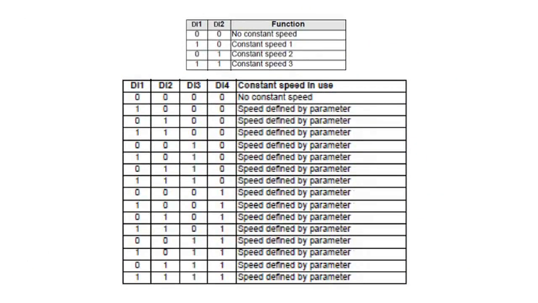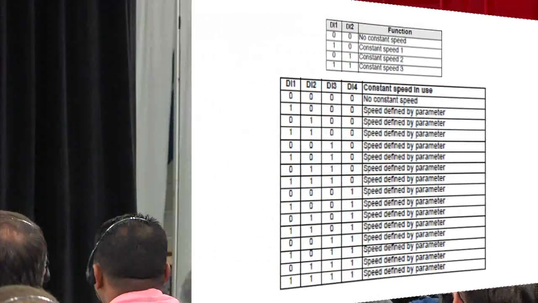There are other controlling inputs for a drive. We have something called constant speeds. Some manufacturers call it preset speeds. All that means is that I take a couple or more digital inputs, and I can define the speed at which that drive is going to run.